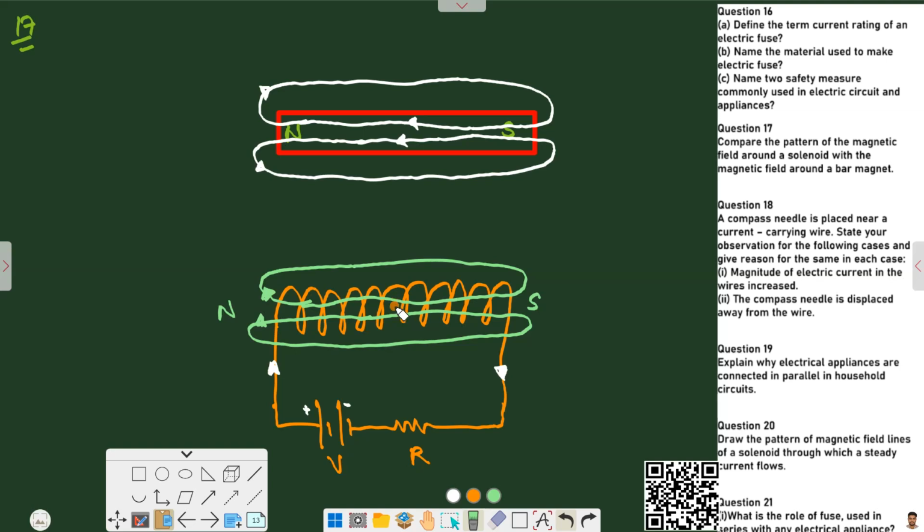For a solenoid, we can also go inside the solenoid, where the magnetic field is maximum. For a magnet, the magnetic field is maximum inside the magnet, but we cannot go inside the magnet. So these are the advantages and similarities for a solenoid and a normal magnet. Moving to question number 18.